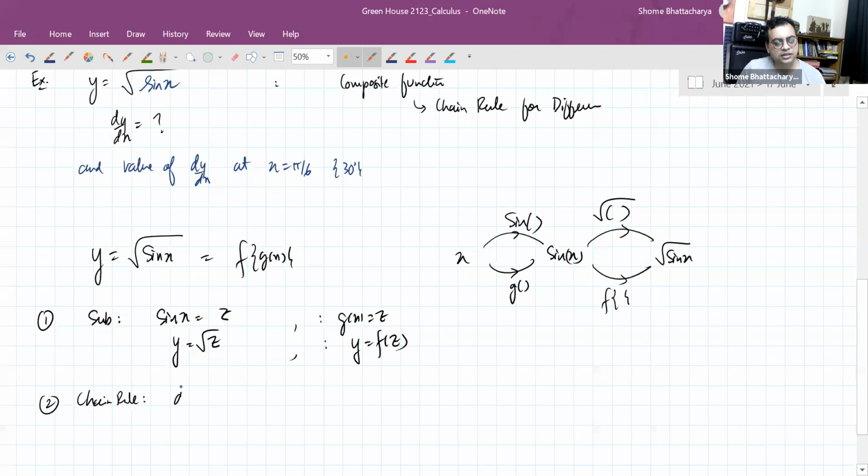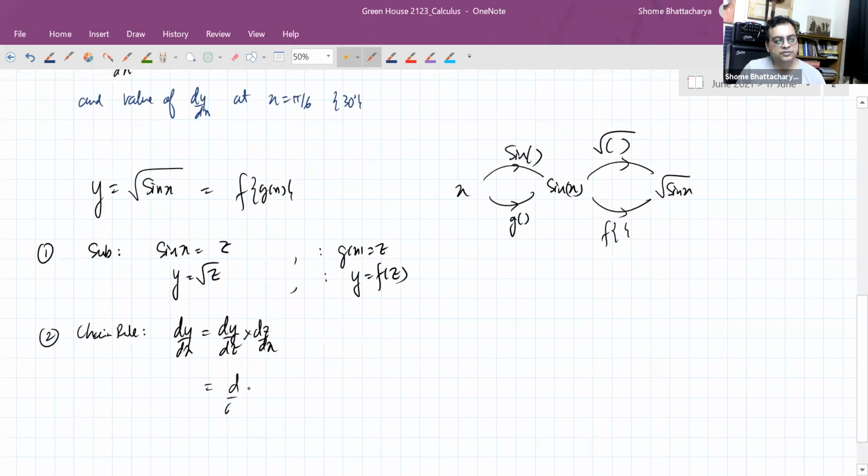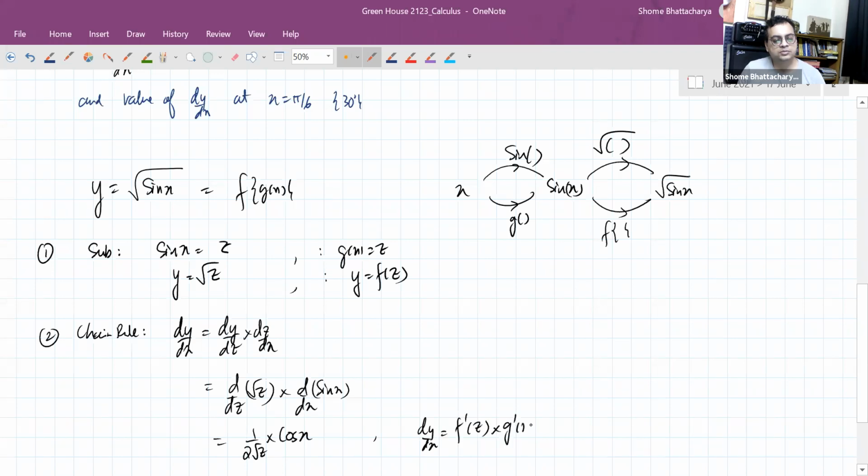So we'll apply the chain rule here. dy by dx will be dy by dz into dz by dx. So in this case, that will become differentiation of root z with respect to z multiplied by differentiation of sin x with respect to x. So that is 1 by 2 root z into cos x. And this basically is f prime of z into g prime of x.